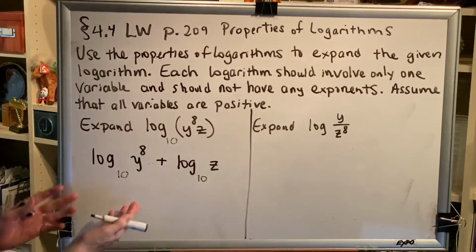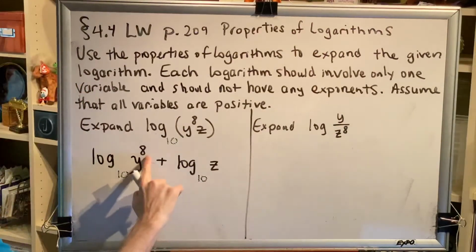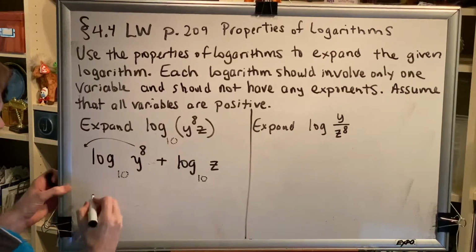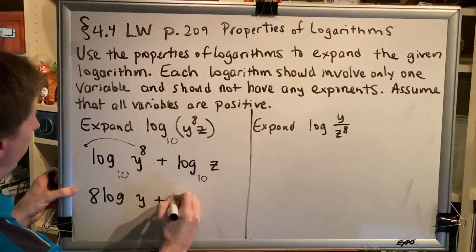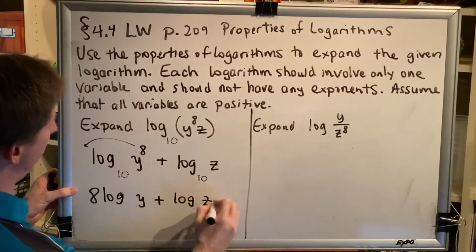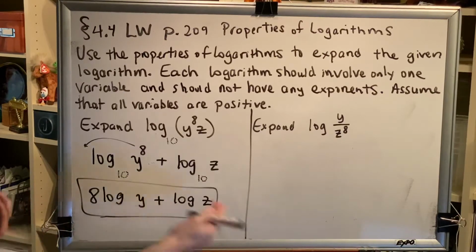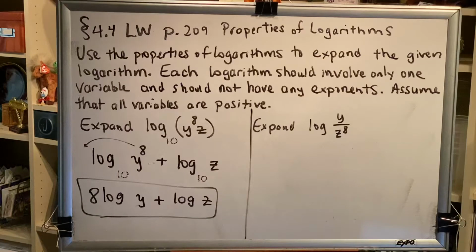Okay, now, this is not our final answer because the directions say we should not have any exponents, and this 8 is an exponent. So we use the power property to move the 8 in front of the log, and we get 8 log of y plus log of z. This is our final answer because it follows all of the directions. It's expanded, each variable is its own logarithm, and there are no exponents.